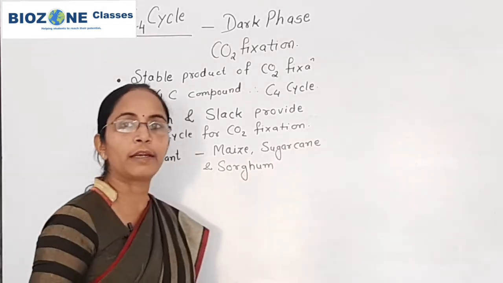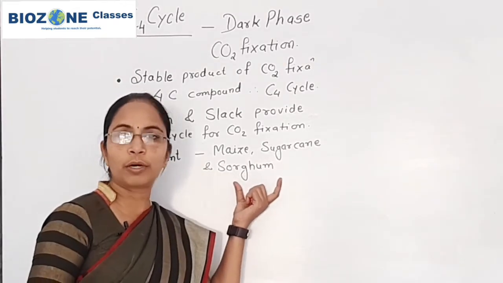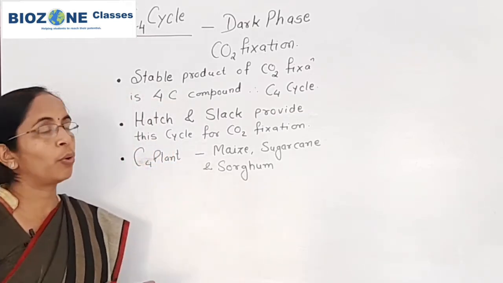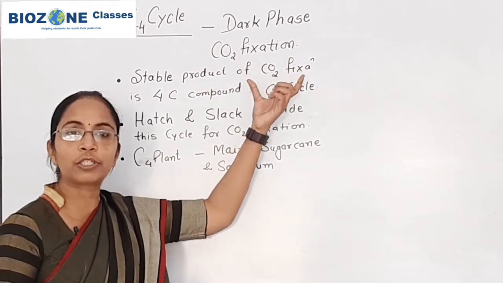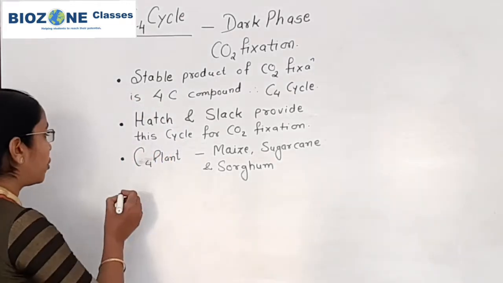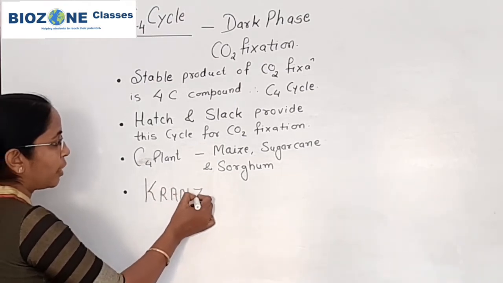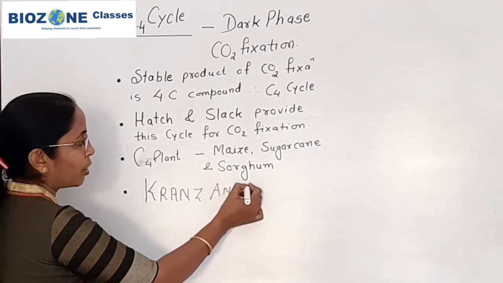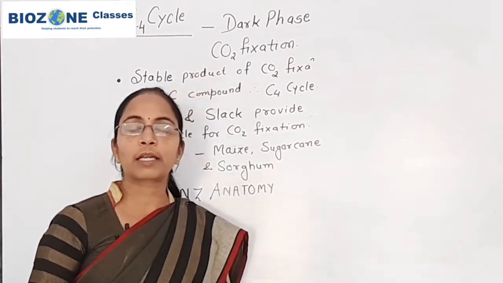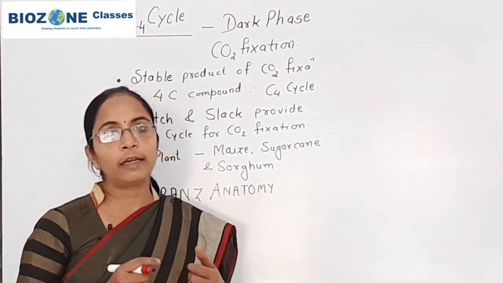For maize and sugarcane, questions are repeatedly asked in competitive exams, so remember maize and sugarcane as well as sorghum are predominantly C4 plants, and these plants show the pathway for CO2 fixation, that is the Hatch and Slack cycle. What is the identical property of these plants? C4 plants show a special anatomy in their leaf, called Kranz anatomy. Related to Kranz anatomy, I already uploaded a separate video.